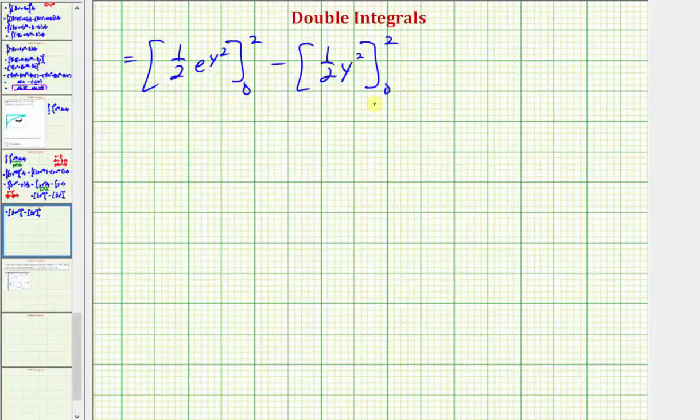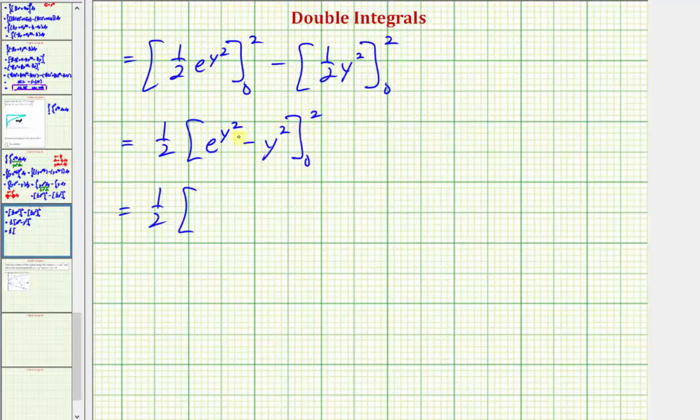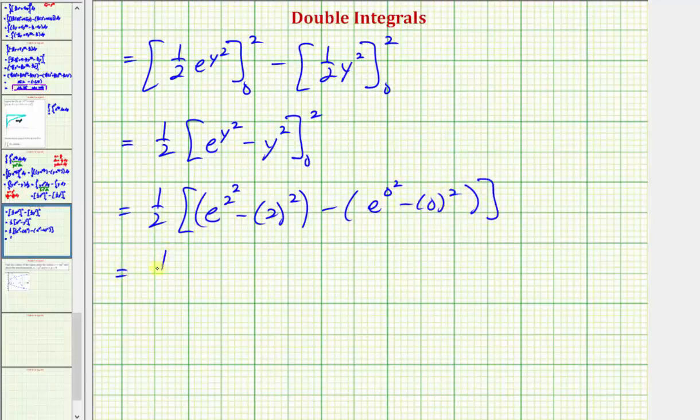Of course, because our limits of integration are the same, we can also just write this as 1/2 times e to the y squared minus y squared. Let's go and evaluate in this form. So we have 1/2 times, when y equals 2, we'd have e to the 2 squared minus 2 squared, minus when y is 0, we have e to the 0 squared minus 0 squared. Simplifying again, we have 1/2 times, this would be e to the 4th, this is minus 4, and then here we have e to the 0, which is 1, so minus 1, and of course that's 0.